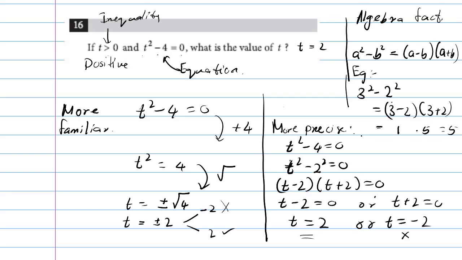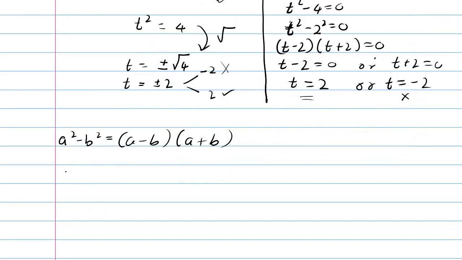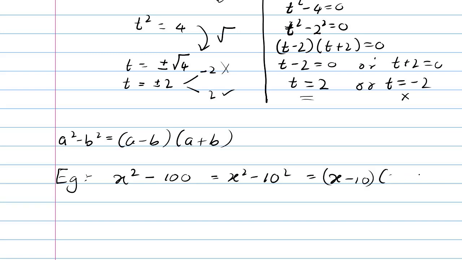Anyway, just remember this algebra fact. I'll rewrite this over here. a squared minus b squared equals a minus b times a plus b. For example, let's say you have x squared minus 100. This is just x squared minus 10 squared. So you get x minus 10 times x plus 10. That's how we do this.